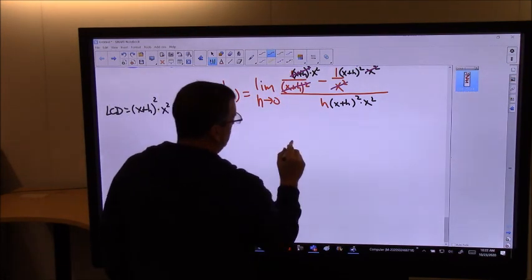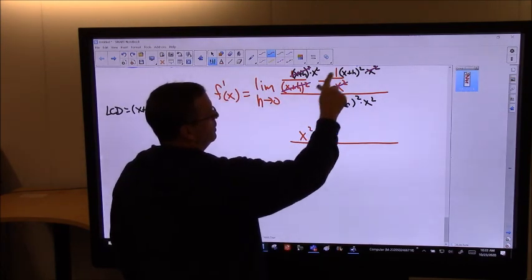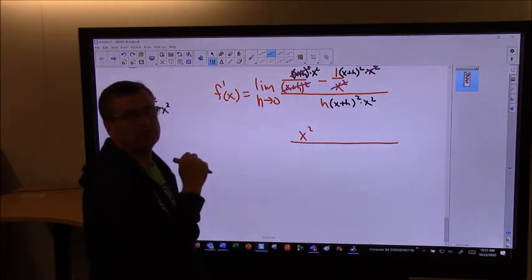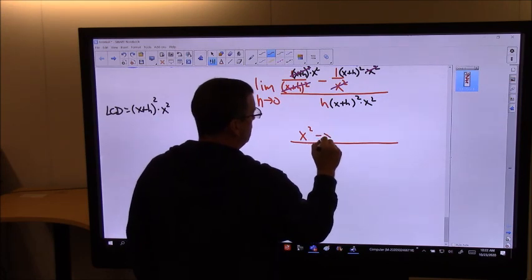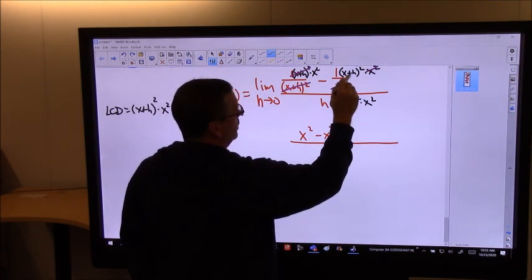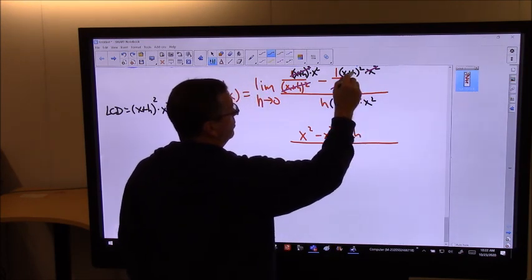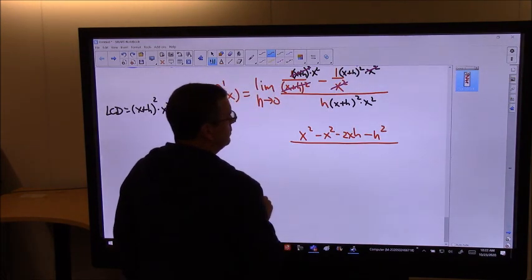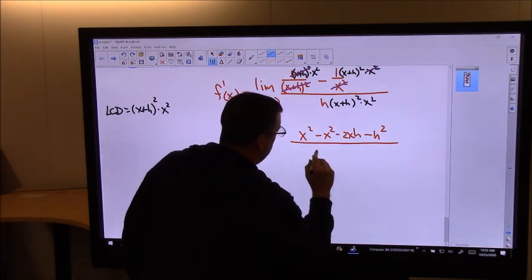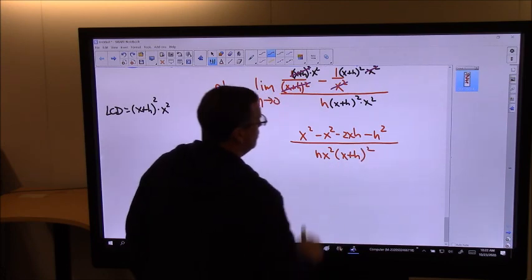And so what I end up with is x squared. I'm going to write this in the numerator. x squared minus everything that this becomes. All right, so I square the first term and subtract it. Multiply the 2 and double it. So that's 2xh and subtract it. And then you square the last term and subtract it. All over, I'm going to call this h times x squared times x plus h squared.